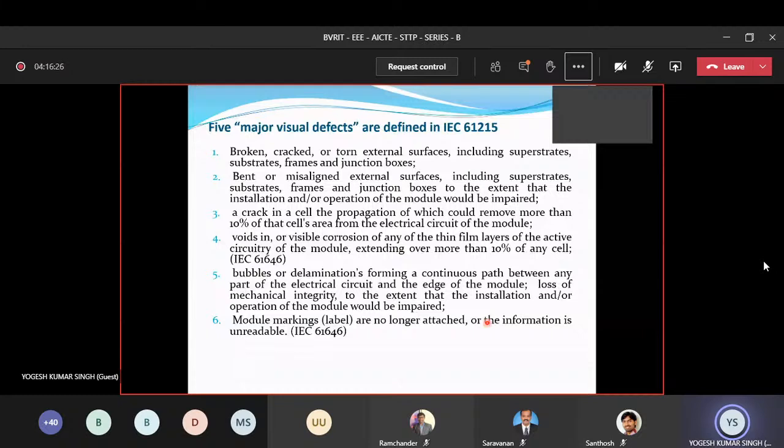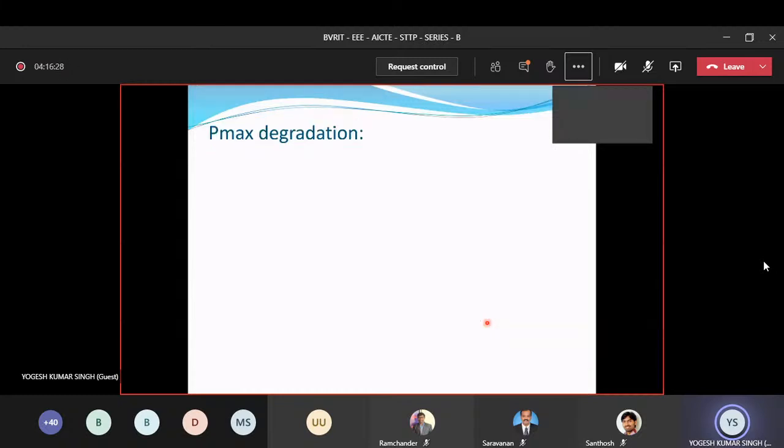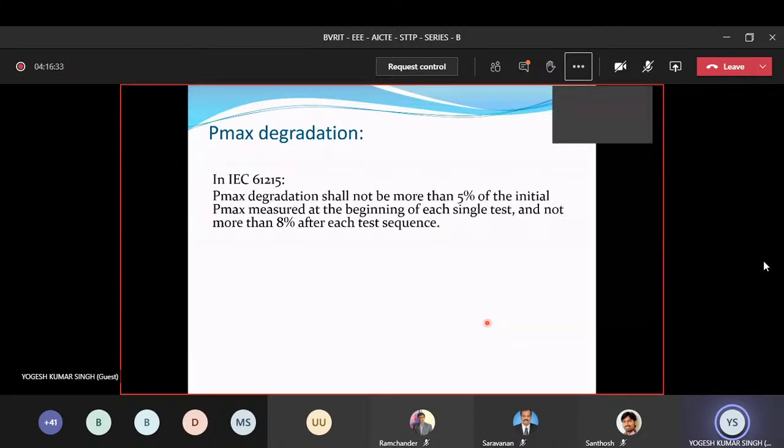Now we will discuss the degradation, and the major degradation will be happening in Pmax. So how can we decide that if we have the crystalline technology module? We already discussed that the degradation is not more than 5% in the initial degradation in a single test, and not more than 8% after each test sequence. So if you qualify your module in IEC 61215, those two conditions will always be followed.